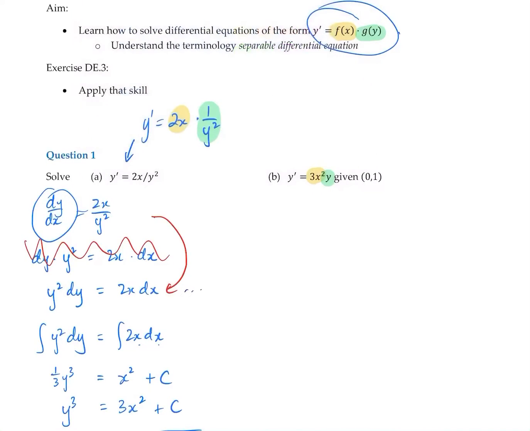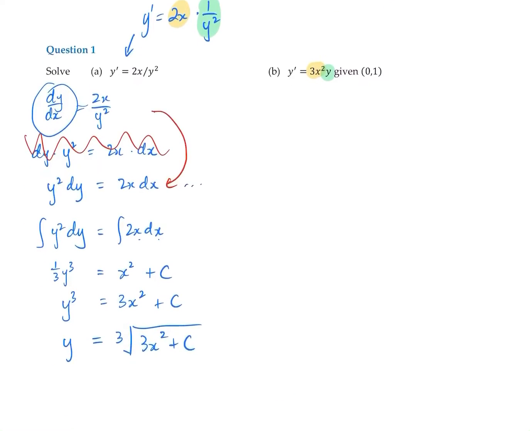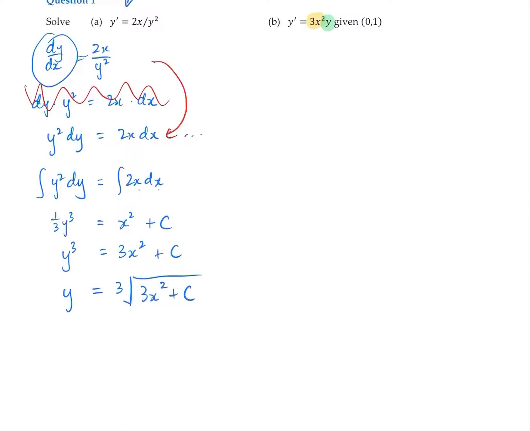Really, you've just got to think, can I just get a primitive? Can I take reciprocals? Will that help? Or can I separate the variables? Those are the three things. Okay, so we've got y dash equals 3x squared y.